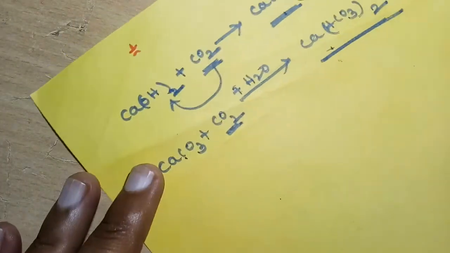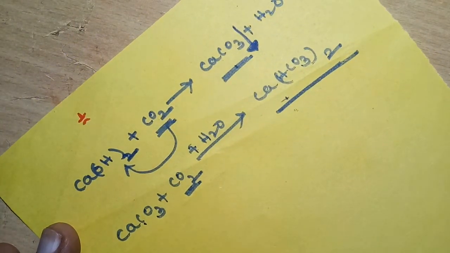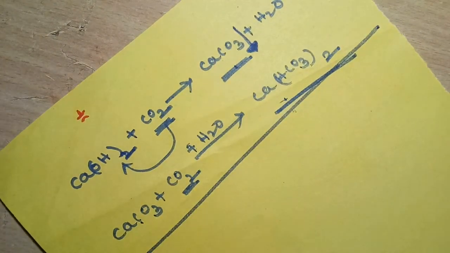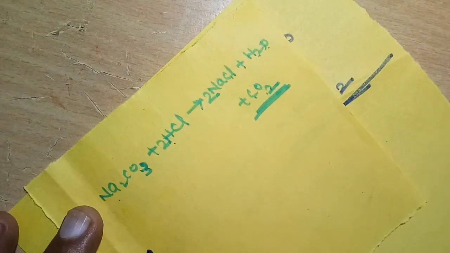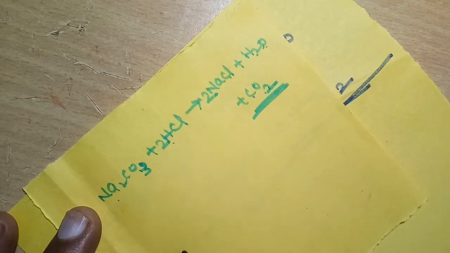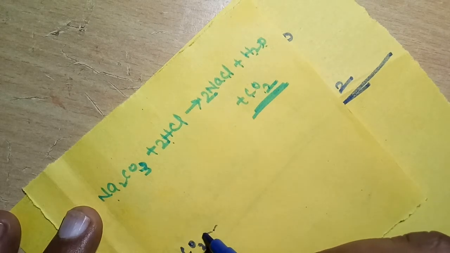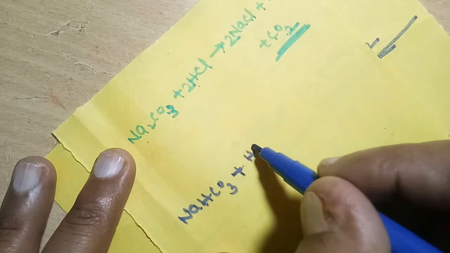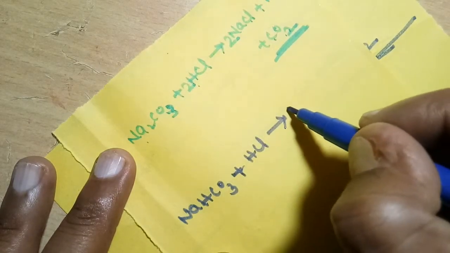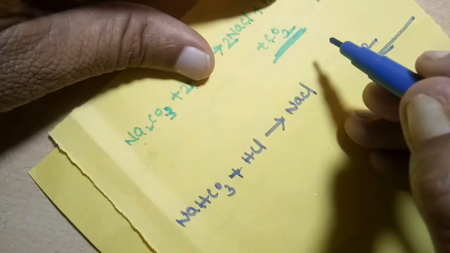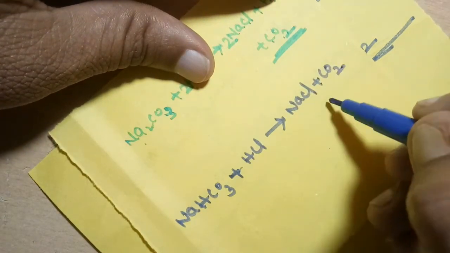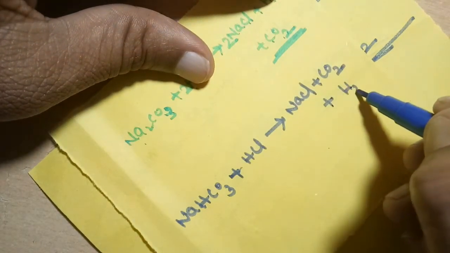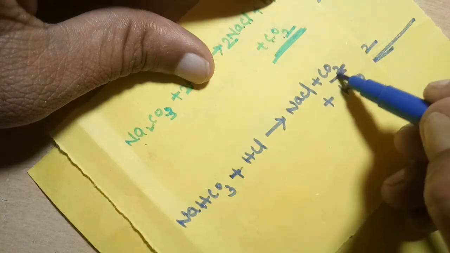Let us discuss. Now, instead of sodium carbonate, you can take sodium bicarbonate, NaHCO3. This is sodium hydrogen carbonate. Whenever it reacts with hydrochloric acid, it gives sodium chloride plus carbon dioxide plus H2O. Carbon dioxide gas is released.